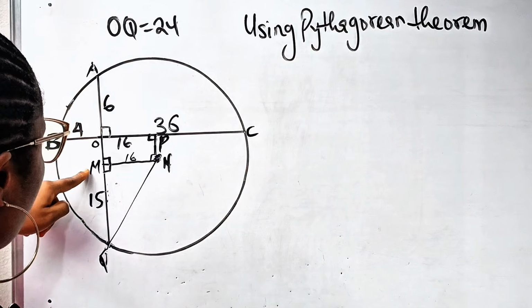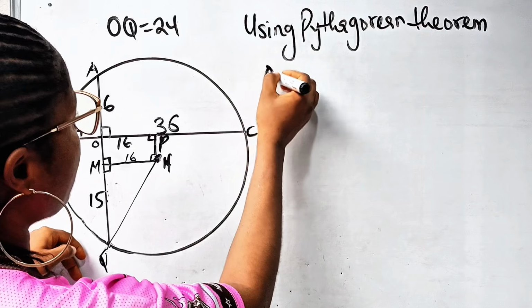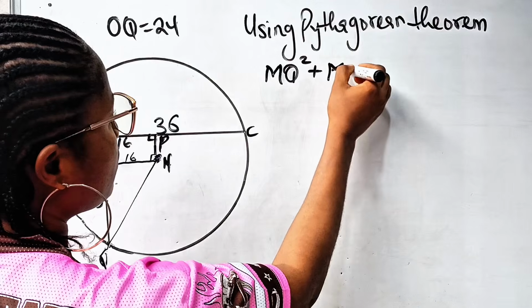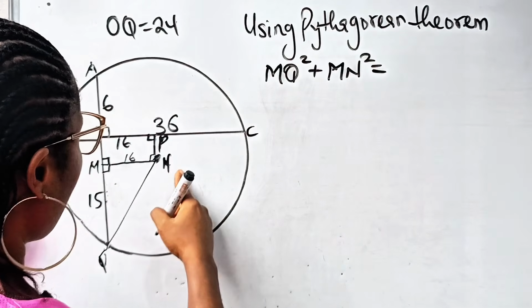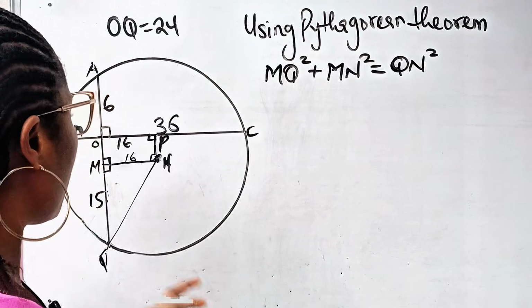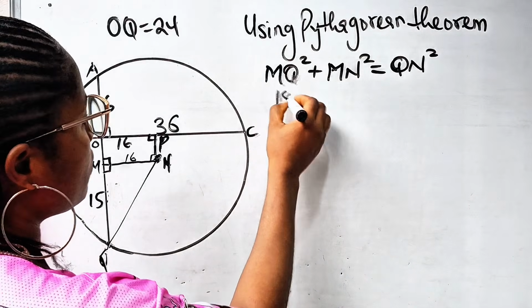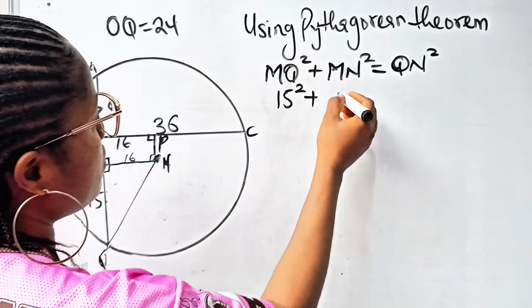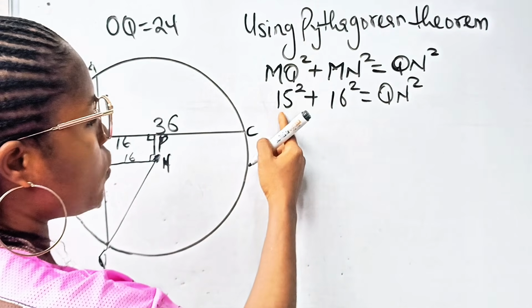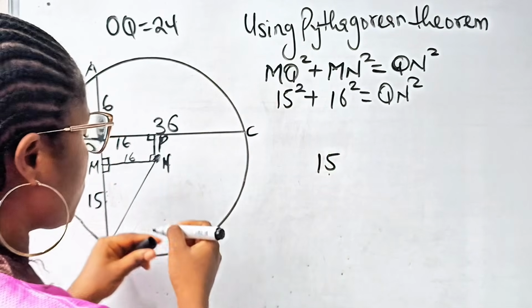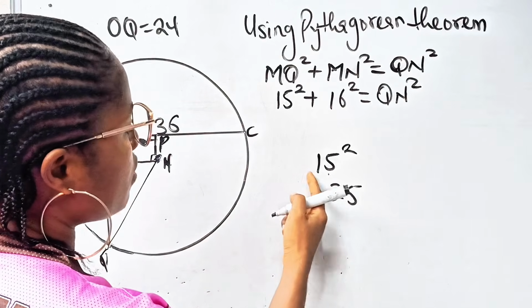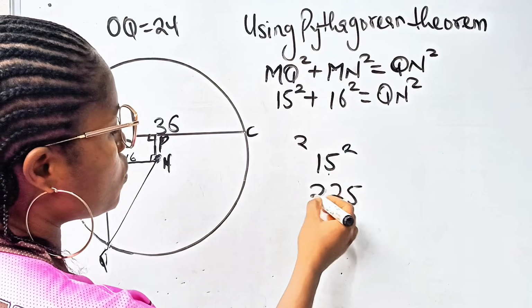we have that MQ squared plus MN squared must be equal to QN squared. All right. Now MQ is 15, MN is 16, is QN squared. So 15 squared is 5 squared. When you want to square a number that ends with 5, 5 squared is 25. Now after 1 you have 2. 2 times 1 is 2, so it's 225.